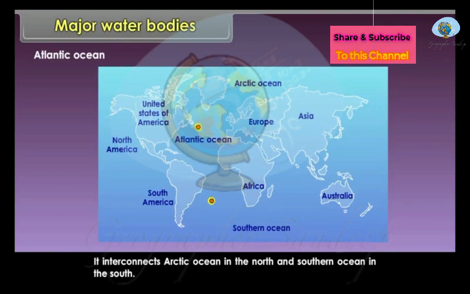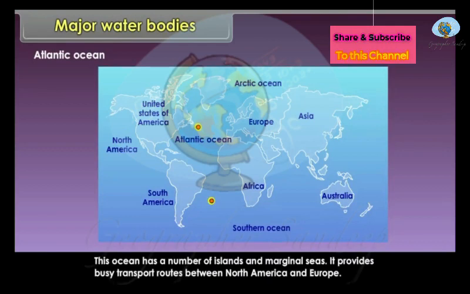It interconnects Arctic Ocean in the north and Southern Ocean in the south. This ocean has a number of islands and marginal seas. It provides busy transport routes between North America and Europe.